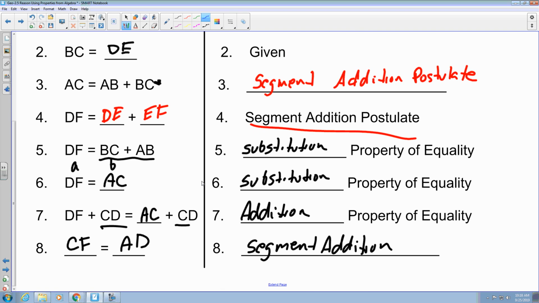And that is being able to use properties from algebra. Hope this helps. Till next time.